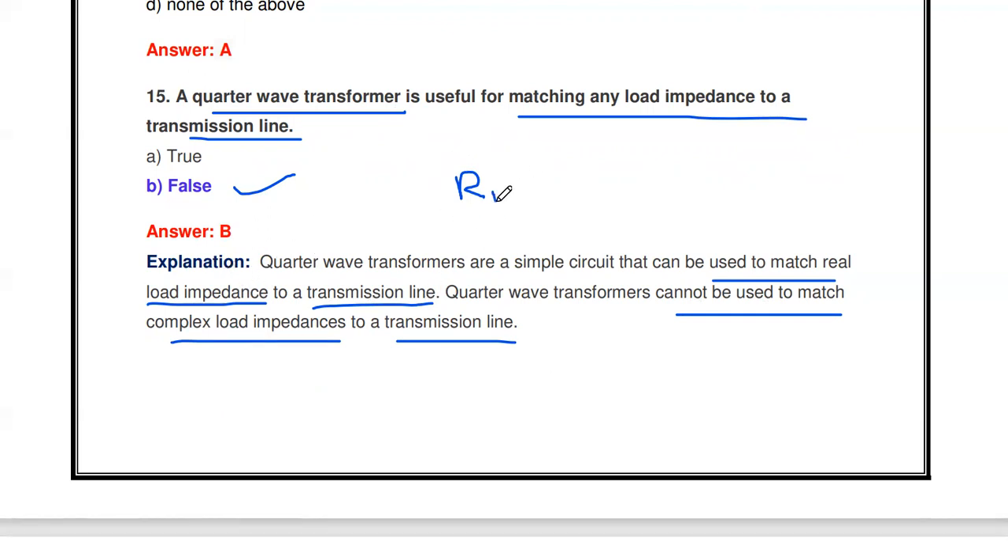That is, for example, RL. RL is matched with a transmission line. If we want to match a complex load impedance, complex load impedance means R plus jωL, that complex load impedance cannot be matched with the transmission line using this quarter wave transformer.